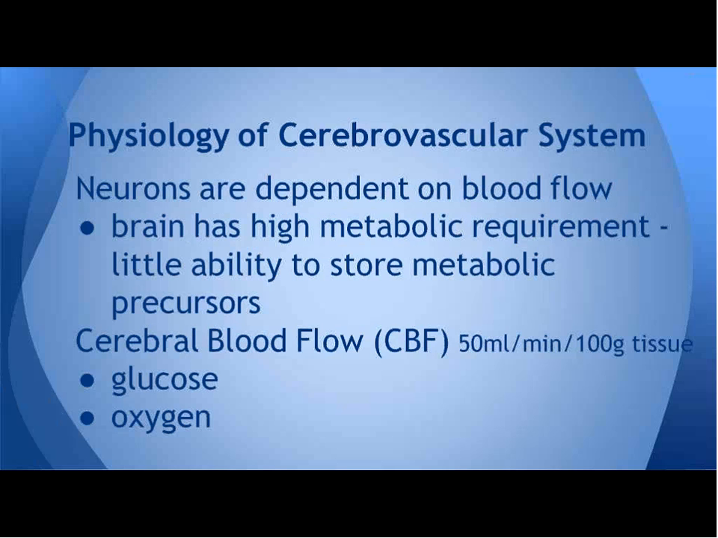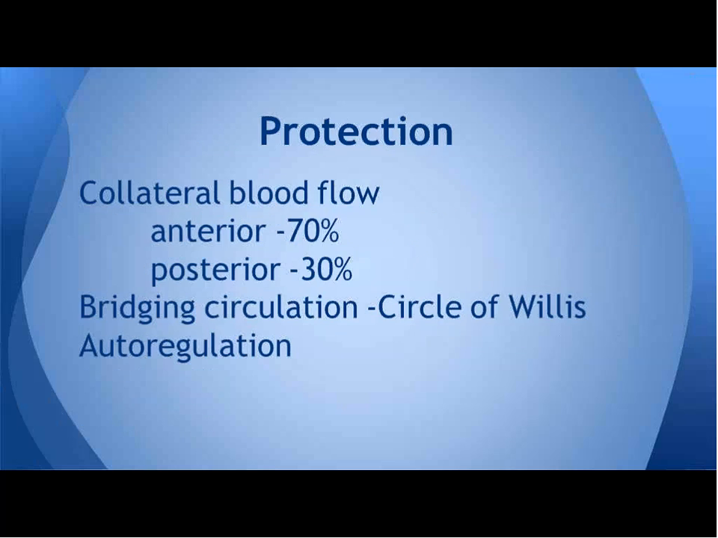The neurons are highly dependent upon blood flow. The brain has a high metabolic requirement and little ability to store metabolic precursors, and relies on glucose and oxygen, specifically from the blood flow, to provide those precursors. So for cerebral blood flow, the absolute minimum that the brain needs is 50 mLs per minute per 100 grams of tissue, and that supplies glucose and oxygen to the system.